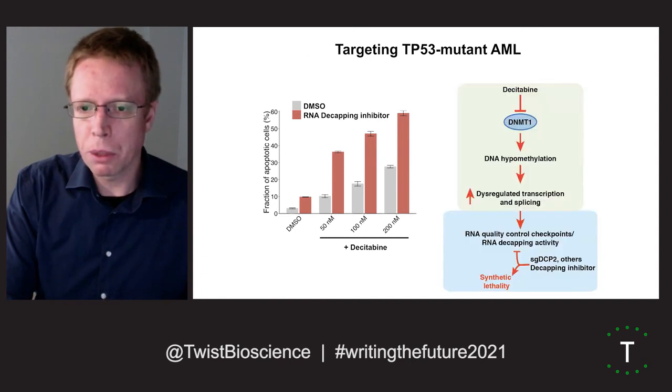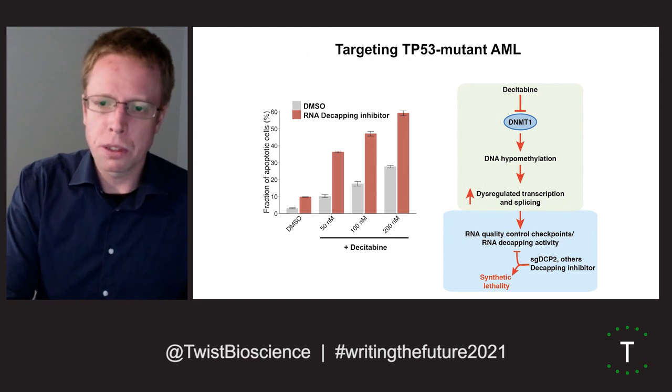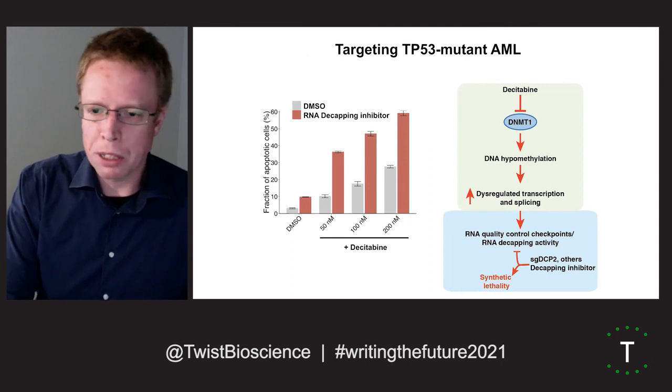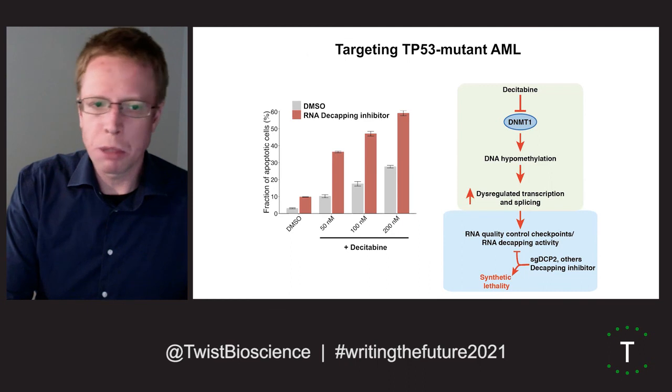And mechanistically, what we think is going on here is that DNA hypomethylators put a huge amount of stress on the cell through dysregulated transcription and potentially splicing, which then results in an induced synthetic lethality with RNA quality control checkpoints and RNA decapping activity, such that if we induce both at the same time, the cells are unable to cope with this.